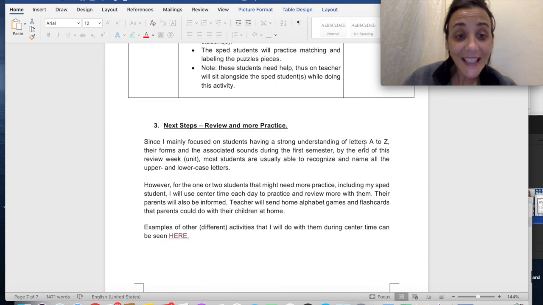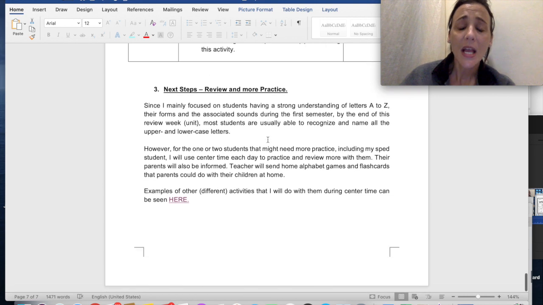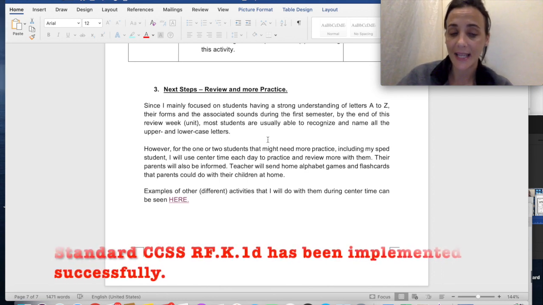And then finally, I will talk about the next steps. This is for the students who need to review and to practice more. So basically by the end of this 5-day lesson plan, most students are able to recognize and to name all the uppercase and lowercase letters.